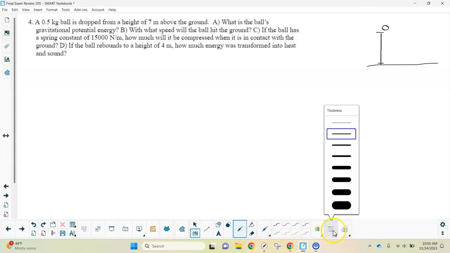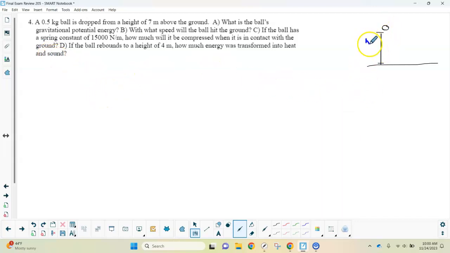All right, guys, so we're back, and now we're working on question number 4 on the review. It says a 0.5 kilogram ball is being dropped from a height of 7 meters. So they tell you the height, they tell you the mass. We want to know what's the gravitational potential energy of the ball. So that's just GPE, pretty straightforward. This one gives you all the elements, so it's just going to be mgh.